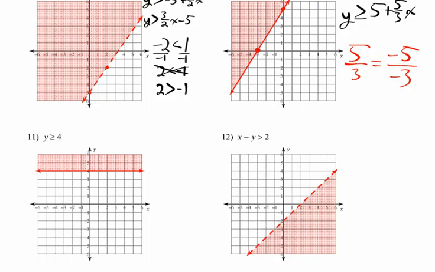For number 12, y is less than x minus 2. So this one has a slope of 1. So we have a y-intercept of -2, rise 1, run 1. That's kind of hard to say. So there's the second point. And now we're talking about y is less than x minus 2, so we're shading on the lower half of the function. All right, fantastic.